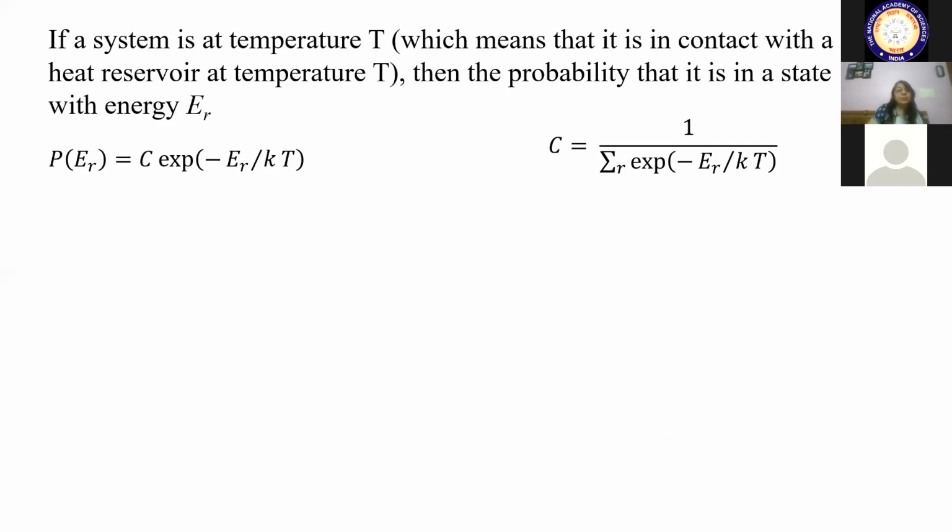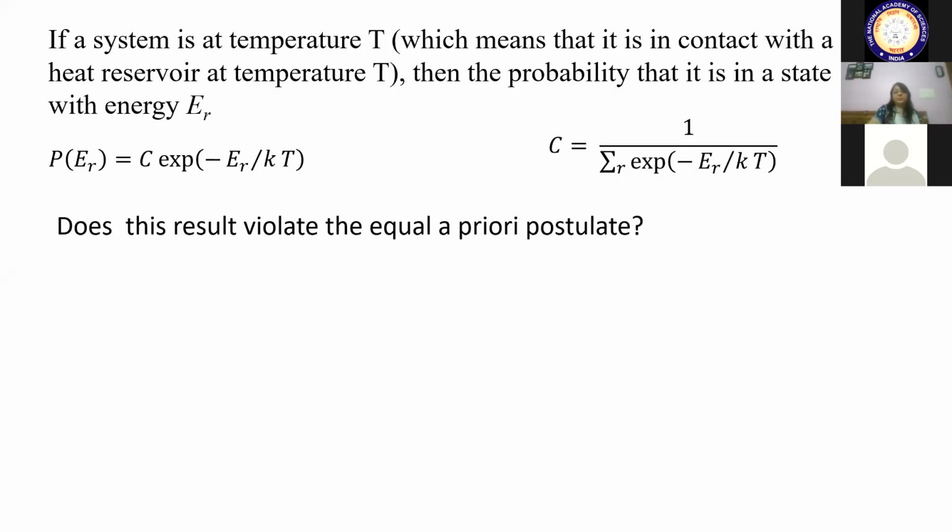So canonical distribution means that if you have any system having a temperature T, which means that it is in contact with some heat reservoir, then the probability that it is in any state having an energy E_r is given by this beautiful, small, nice equation. What is the probability? The probability has to be C exponential minus E_r by kT. So probability is exponential in nature, where C is denoted by this particular function. Now, if you want to understand the canonical distribution of probability for any event, that's the reason why everywhere we start with exponential.